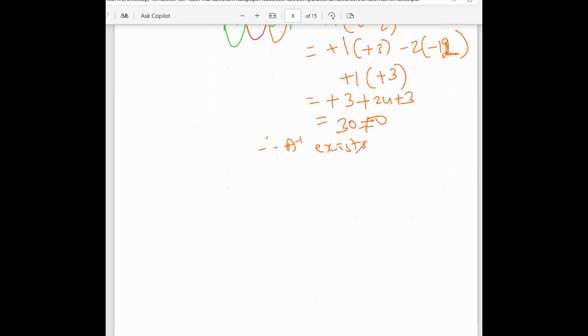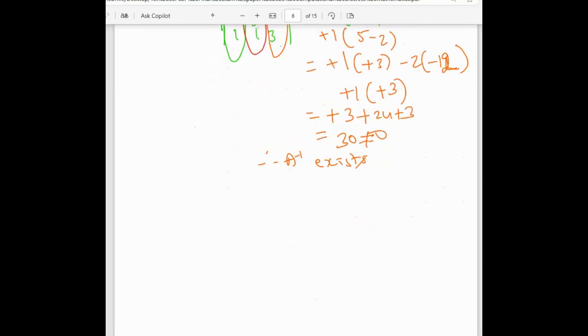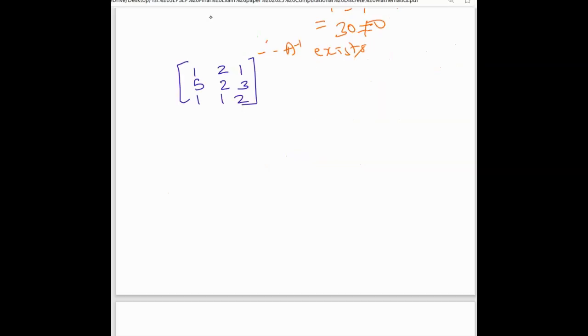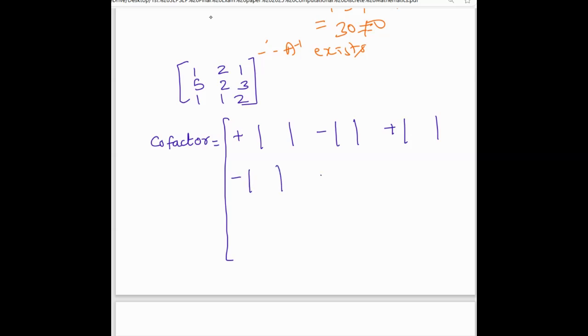Then the next question is, we have to find the inverse. We have to find the adjoint of A. To find the adjoint, first we will find the cofactor. What is the cofactor? The cofactor can be found for the matrix in this way. You will write plus, minus, plus, minus, plus, minus, plus, minus, plus. So we'll be finding the cofactor first.